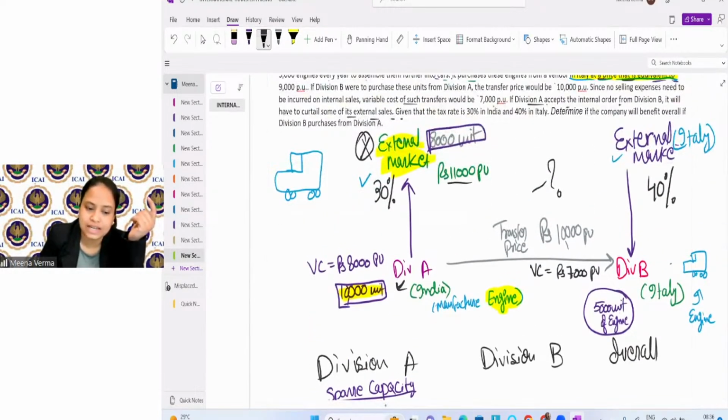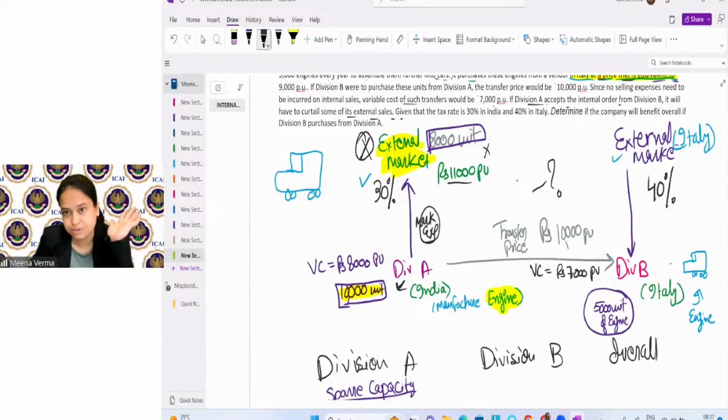So when you are already selling the goods at 11,000, you are already selling the goods at 11,000, you have to interrupt this. Then you can transfer the goods internally, and I can see here the marketing expense. Okay. Here the marketing expense, because it is given in the question that when you're transferring internally, there is no marketing expense, but when you transfer it externally, there is a marketing expense.